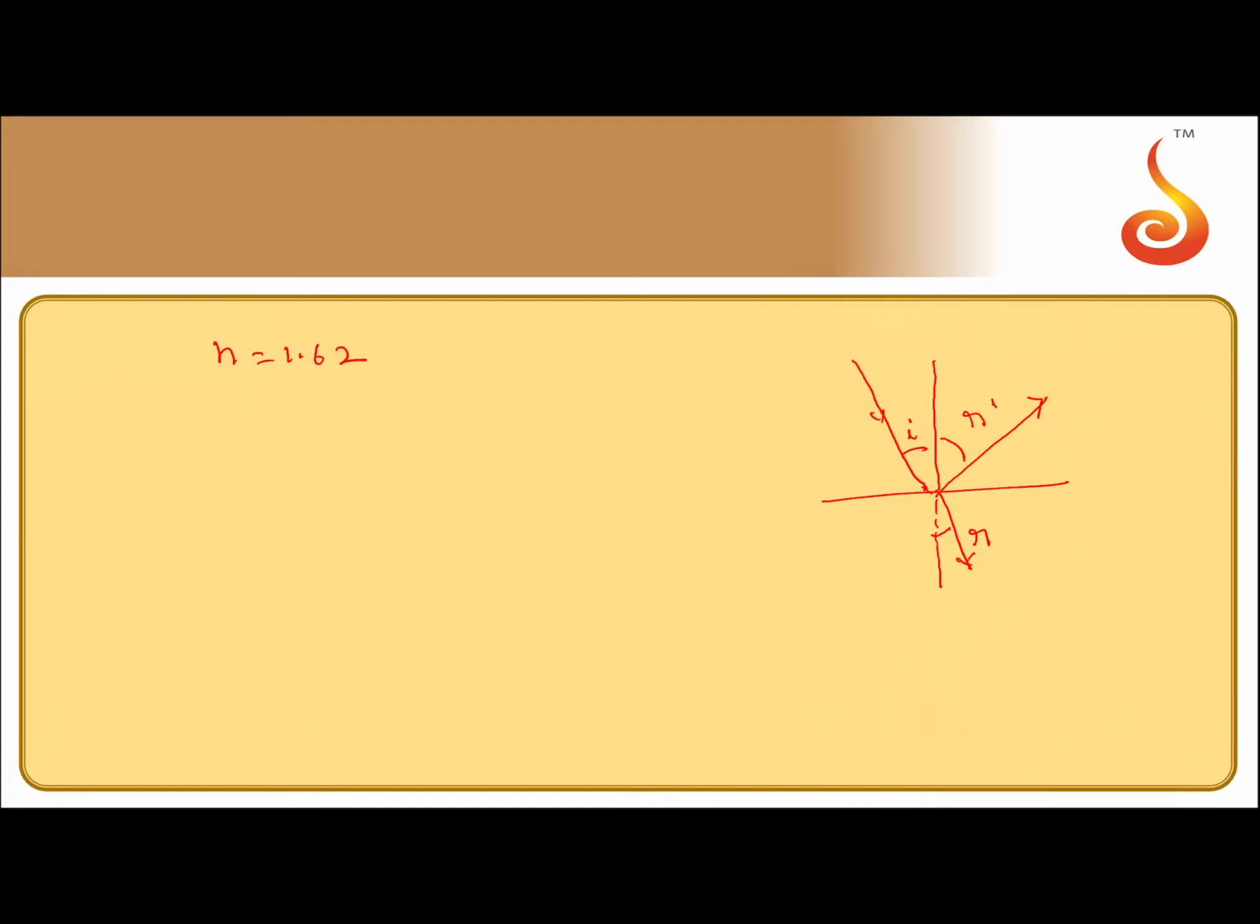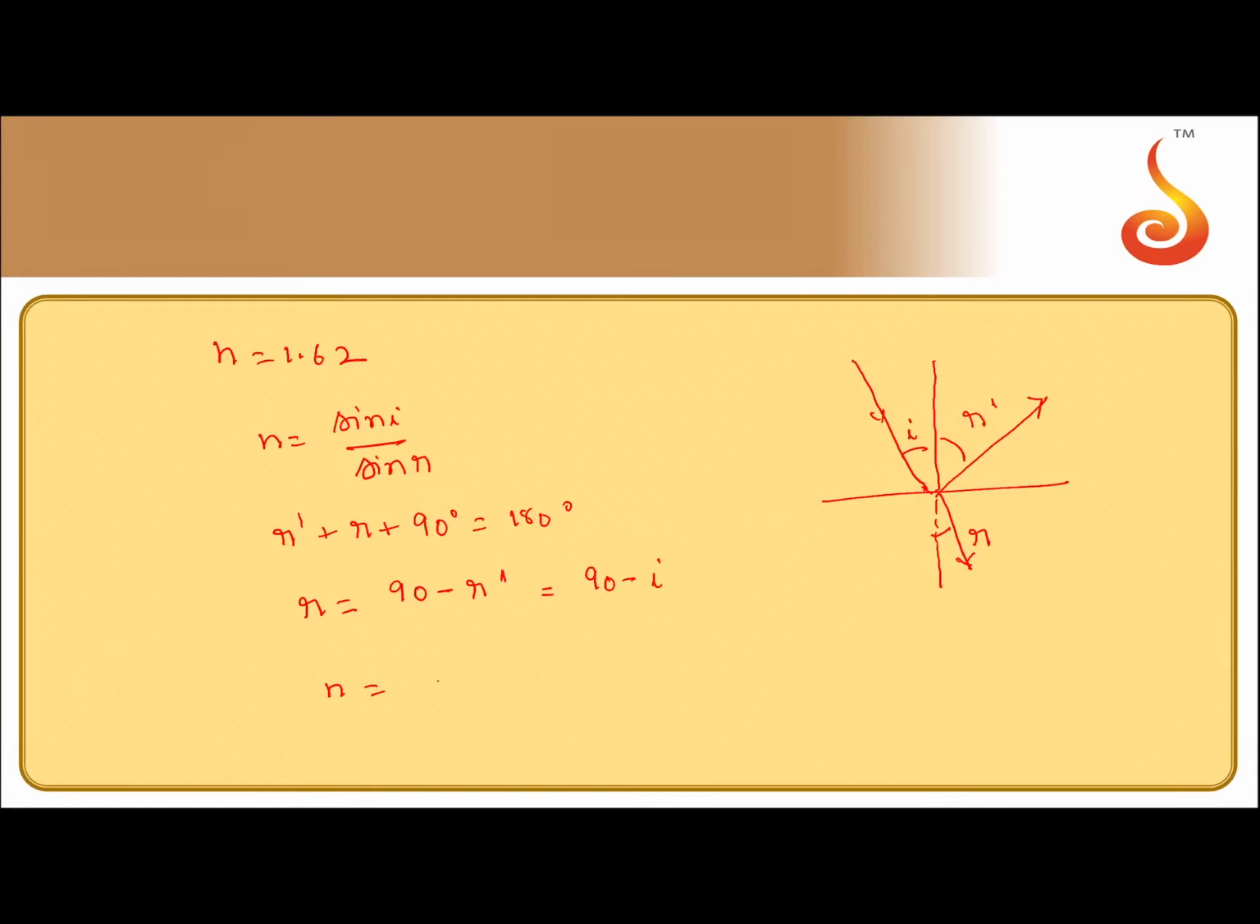Now we can write n is equal to sin i by sin r, and also we know that r prime plus r plus 90 degrees is equal to 180 degrees. So this gives us r is equal to 90 minus r prime, which is also equal to 90 minus i, because the angle of incidence is equal to the angle of reflection r prime.